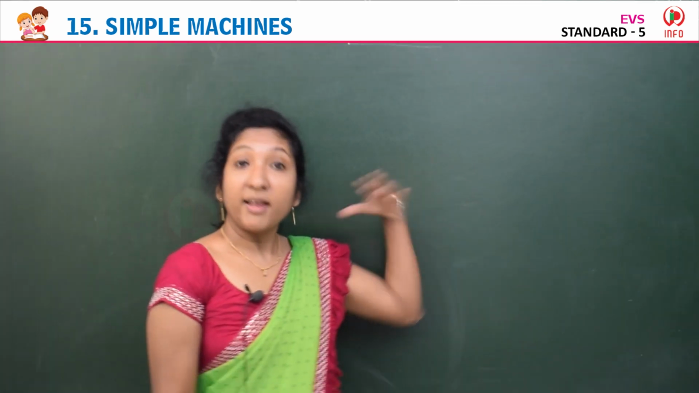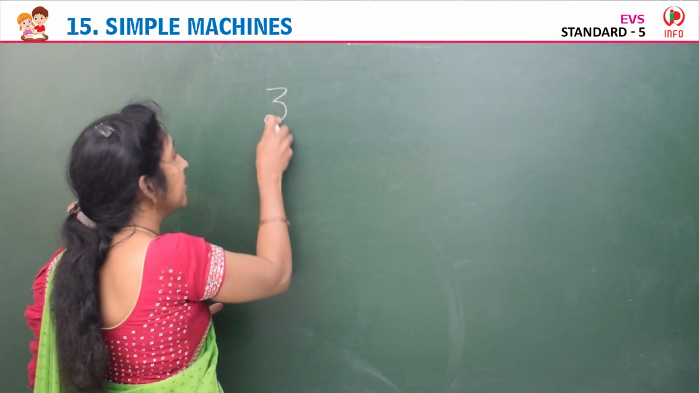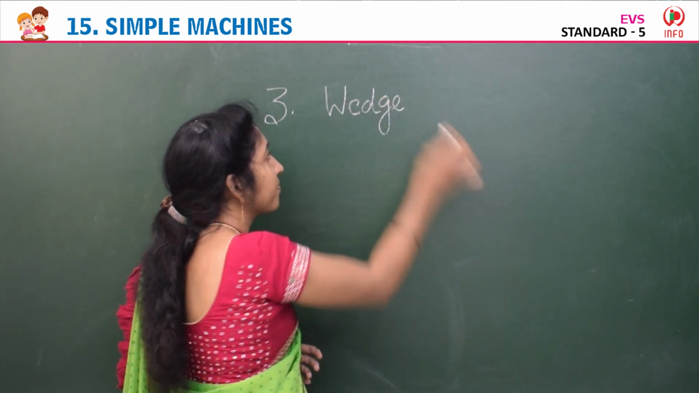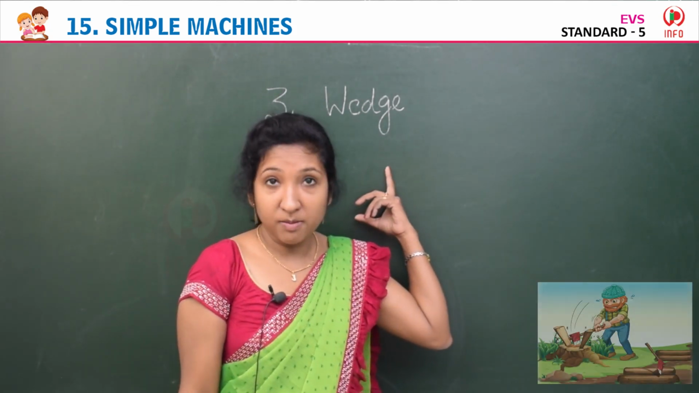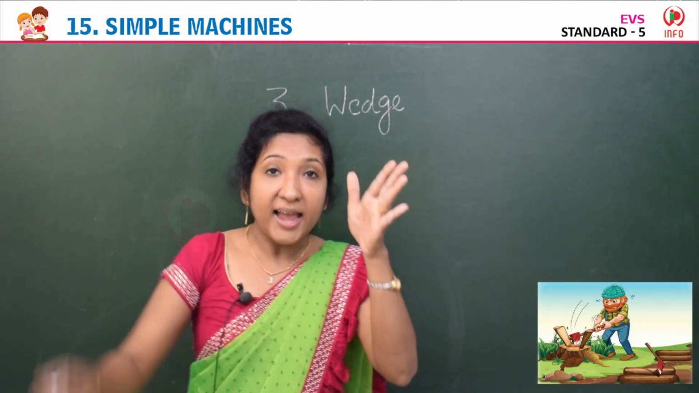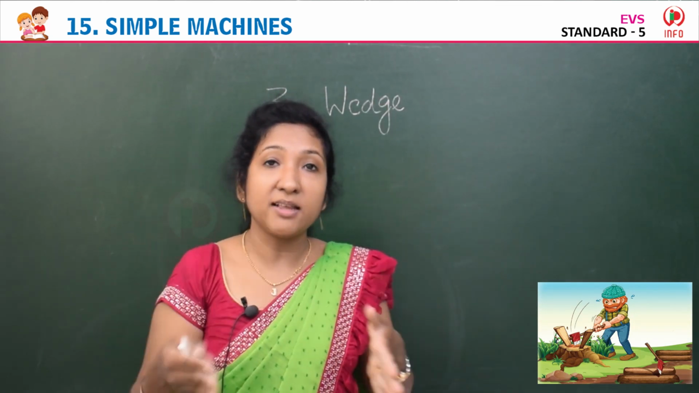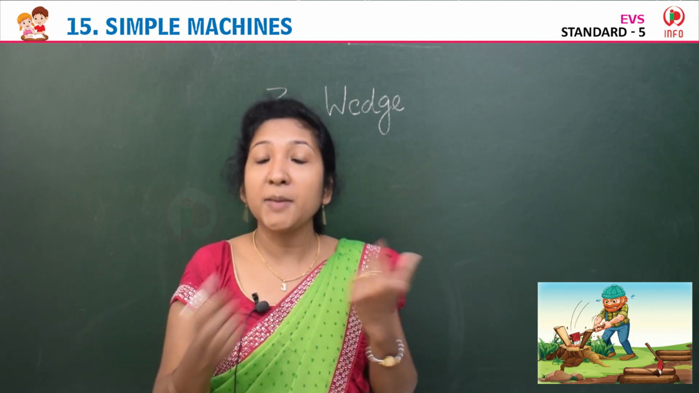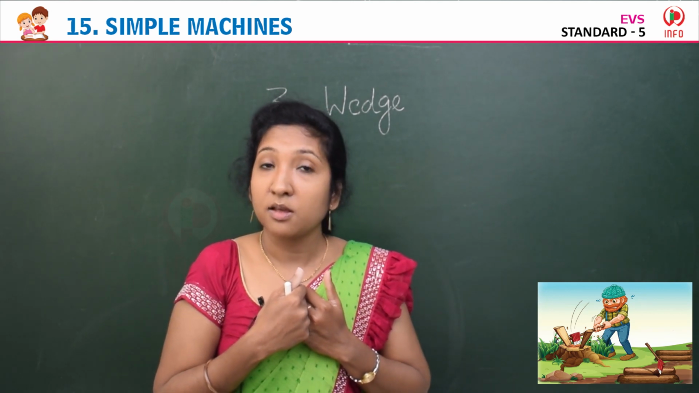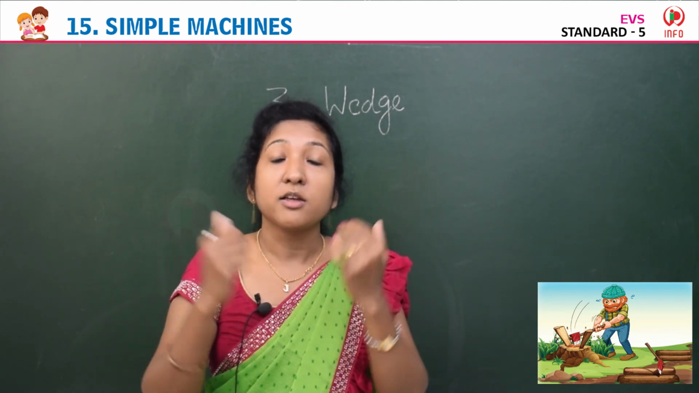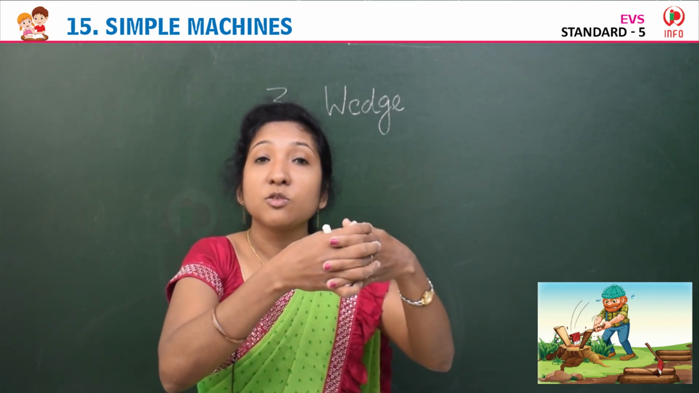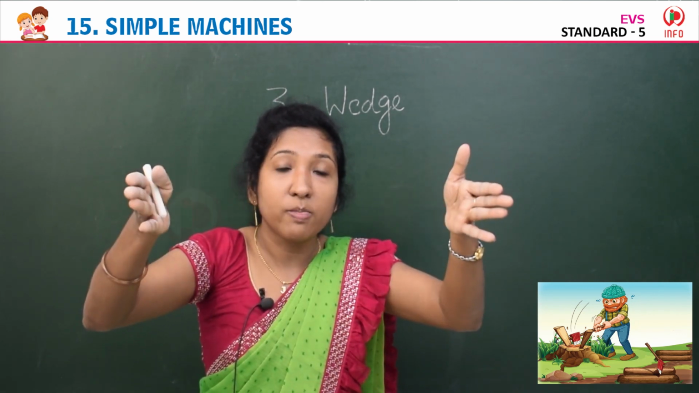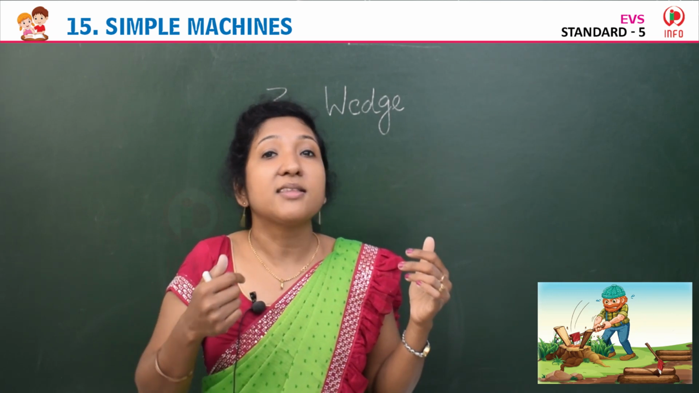Okay. The next type of simple machine we are going to learn is wedge. W-E-D-G-E, wedge. Wedge is another type of simple machine which has two inclined surfaces, or two inclined planes, we say. Examples: a knife, an axe, nail, safety pin. These are all examples of a wedge. It is used to lift objects. It is used to hold objects. It is used to push the objects apart into two.